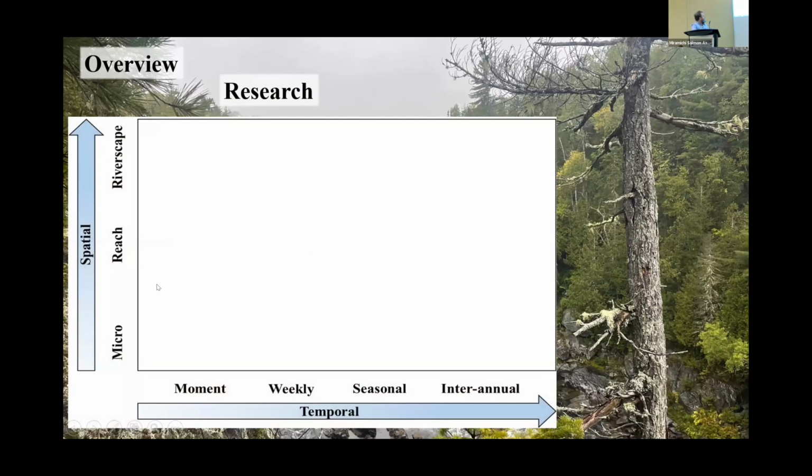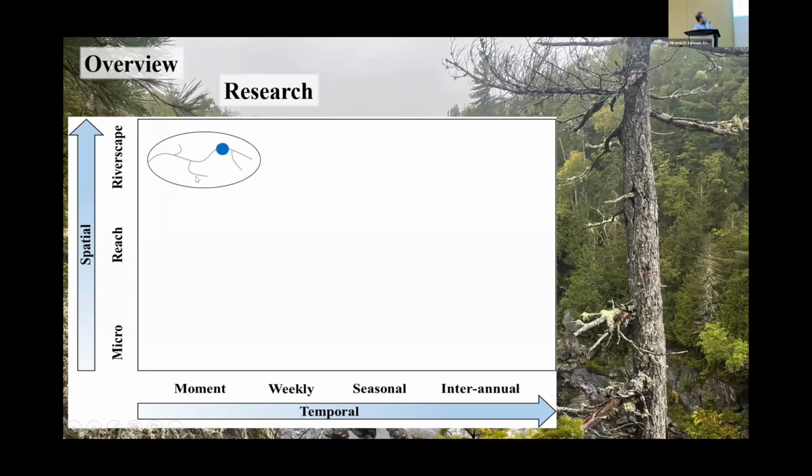So here we have different scales, spatial scale on the y-axis. We might have a riverscape or a catchment, a reach, or a microscale, something very fine, kind of what Elise is speaking about in the thermal refuge work. Then you have a temporal scale, where we can talk about a moment, a week, a season, or even interannual, so how things change across years.